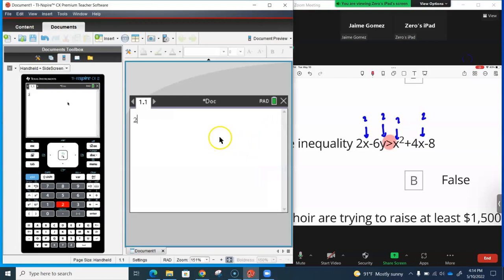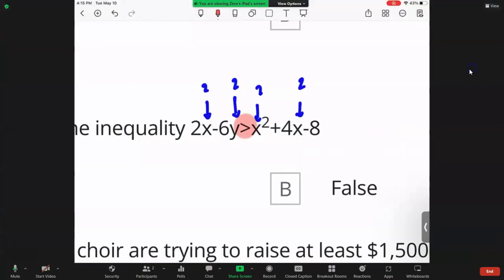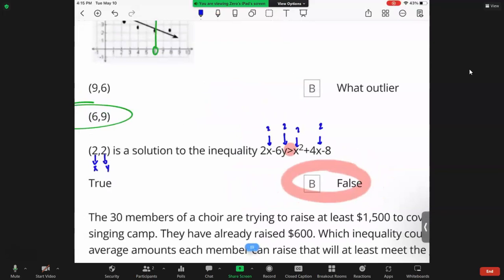So I'm going to type in 2 times 2, because instead of x, I'm going to put 2, minus 6 times 2. And I want to know, is that greater than the other side, and the calculator will tell me true or false. So instead of putting x squared, I'm going to put 2 squared, and then plus 4 times 2, and then minus 8. It says false, so our answer is false. That's how you do a question like this. You just get the x and the y and plug it in.